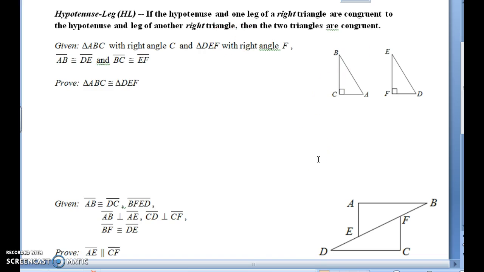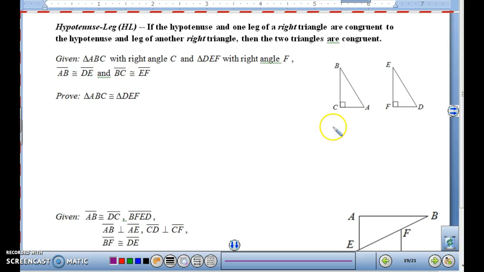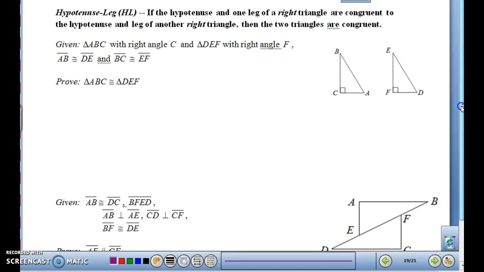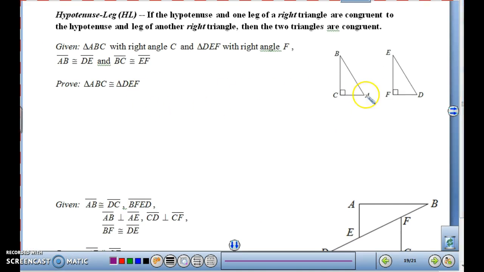Now, why does this work? Well, let's see what we have here. I have my two triangles, ABC and DEF, that are right triangles. So triangle ABC with right angle C and DEF with right angle F. And I know that AB is congruent to DE and BC is congruent to EF. So AB and DE would be the hypotenuse and BC and EF would be the legs. And this is a right triangle, of course.